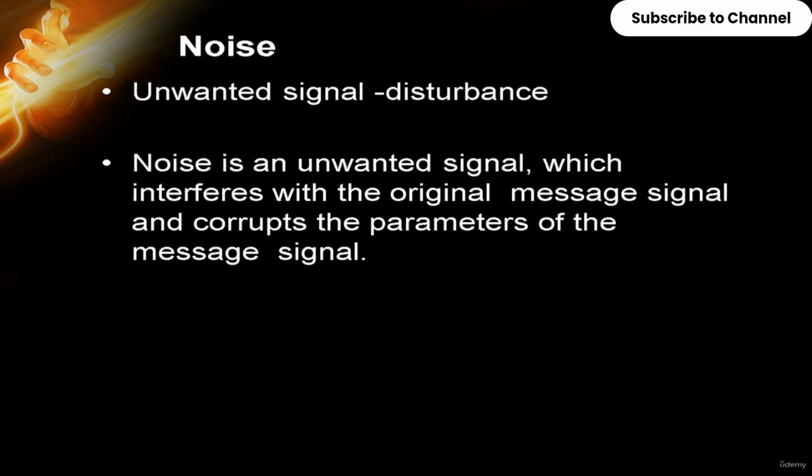Now we are going to discuss noise. What is noise? It is an unwanted signal, or we can simply say it is a disturbance. How does noise occur? Noise occurs during the transmission of the signal or while receiving the signal. Some unwanted signals get introduced in the communication channel, which creates some unpleasant noise or disturbance at the receiver, which degrades the quality of the communication. This is known as noise, where it interferes with the original message signal and corrupts the parameters of the message signal.